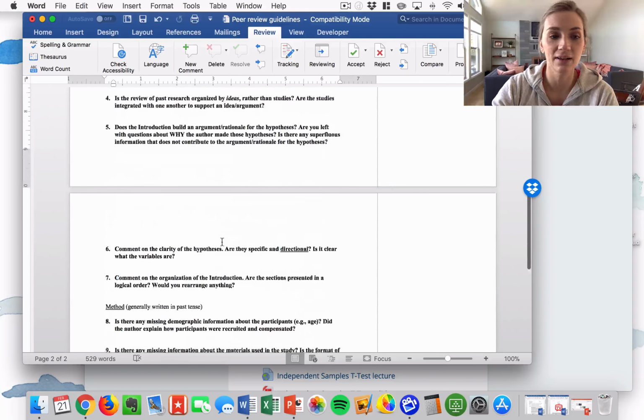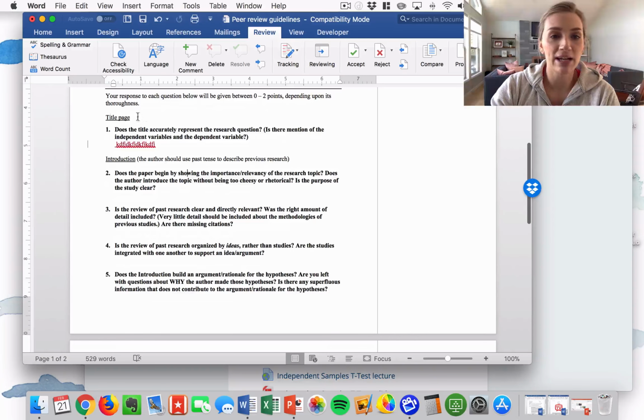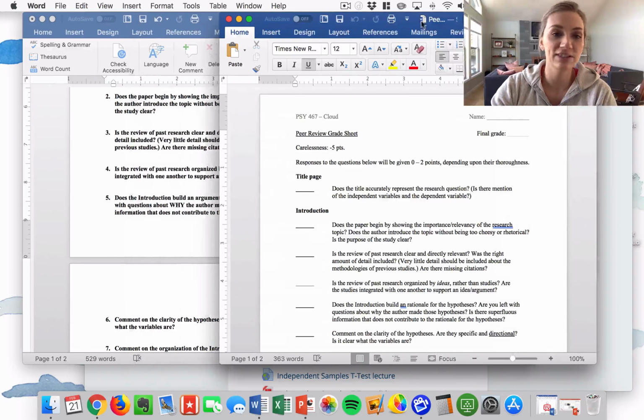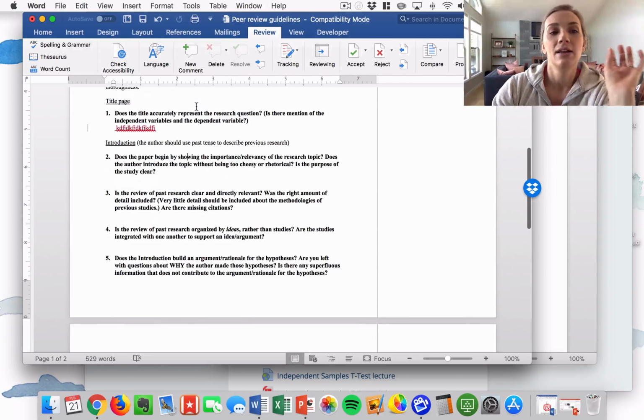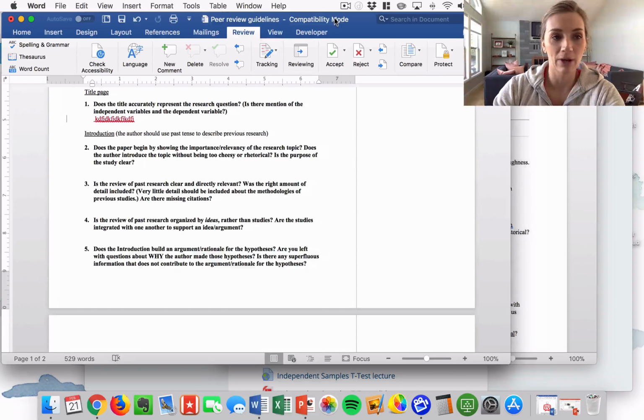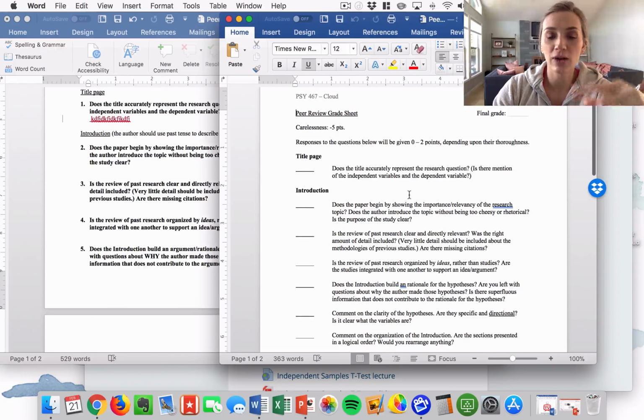So these are the questions you're going to have to answer. There's 16 of them. You can see they're broken down by the different sections of the paper. And then the grade sheet, this is what I'm going to get from you guys, right? Your answers to these questions about their paper, and I'm going to grade your answers using this grade sheet.